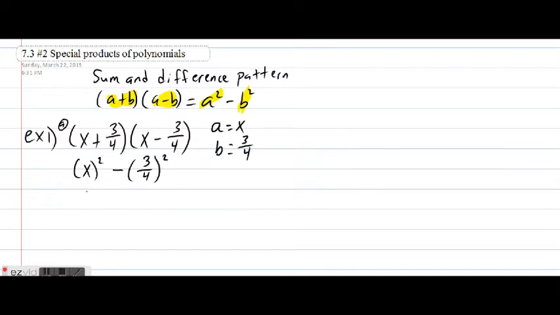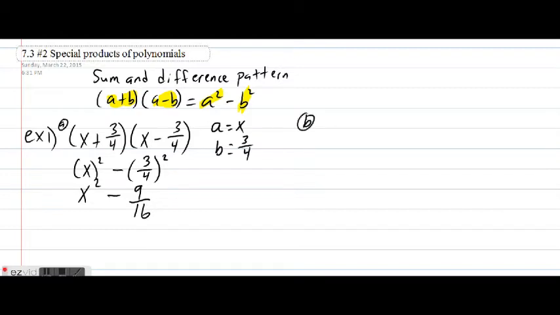Alright, well, x squared is easy enough. X squared minus, when you have a fraction squared or raised to whatever power, you just do what it's telling you for the numerator and the denominator. So 3 squared is 9 over 4 squared, 16. And you're done. X squared minus 9 over 16.